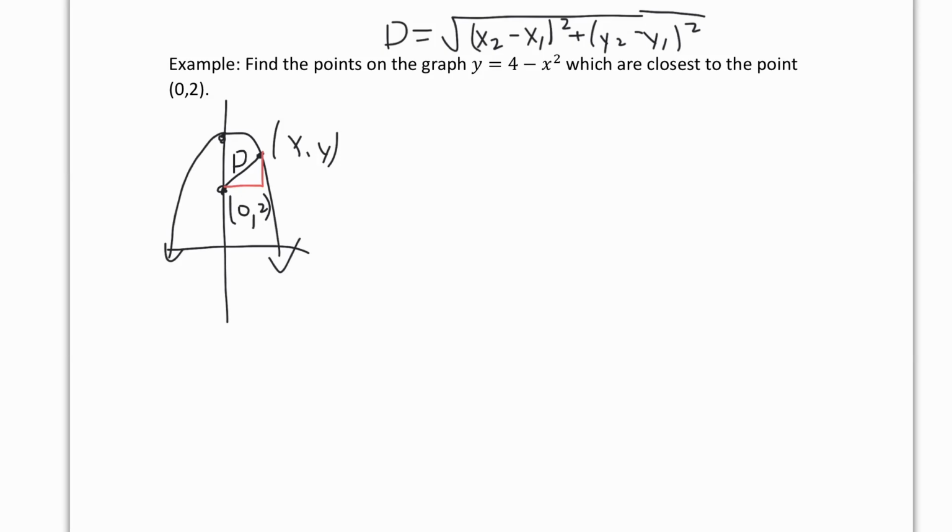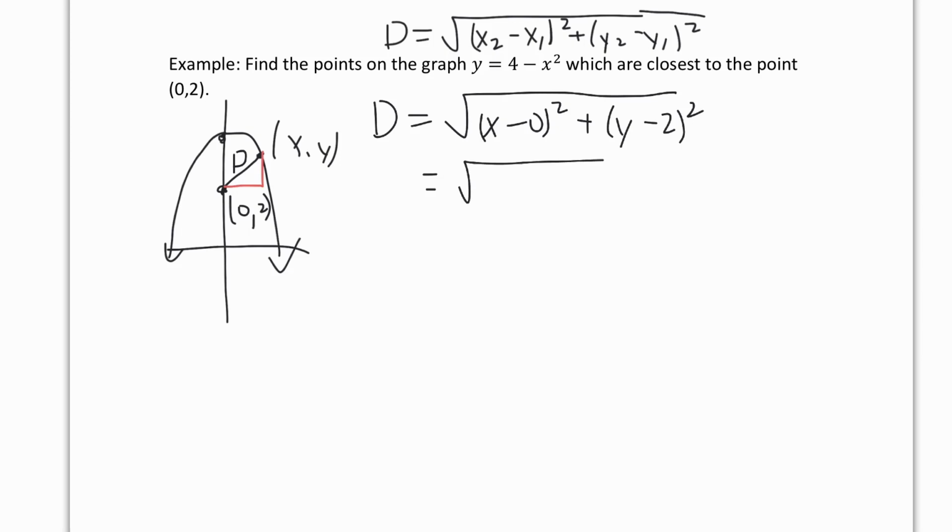So using our distance formula, we'll get d is equal to the square root of x2 would be x, x1 would be 0, so x minus 0 squared, plus y2 would be y, y1 would be 2. And so there we have it. This, which we could simplify a little bit, is the square root of x squared plus y minus 2 squared. This is what we want to minimize.